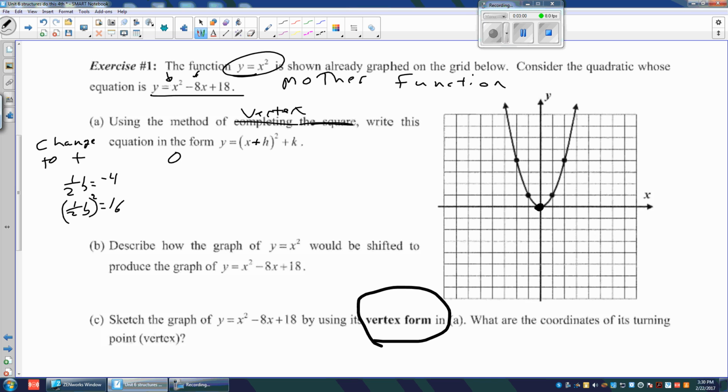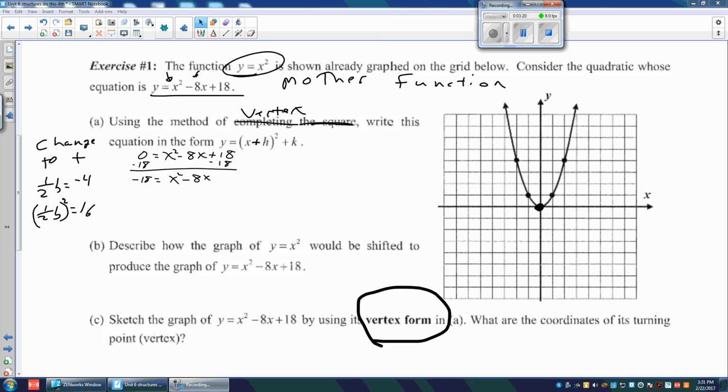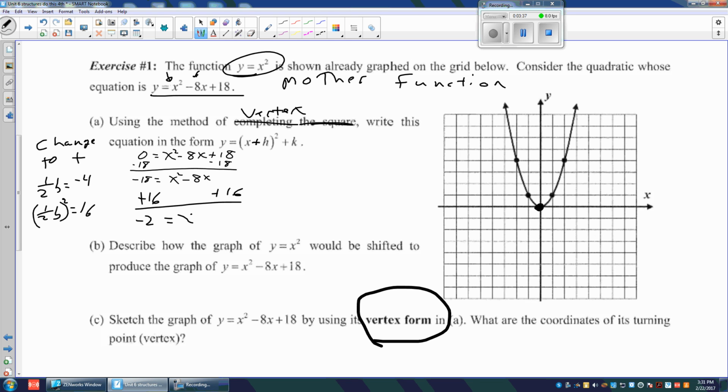Okay, so I'm going to write down 0 equals x squared minus 8x plus 18. We're going to move the 18 over, and we have negative 18 equals x squared minus 8x. Now, they didn't give us enough room. Let me write smaller. This is why I like to think about this as attaching it to completing the square, because we got to use the square number, the 16 number, completing the square. So we have to add 16 to both sides. So we have negative 2 equals x squared minus 8x plus 16.